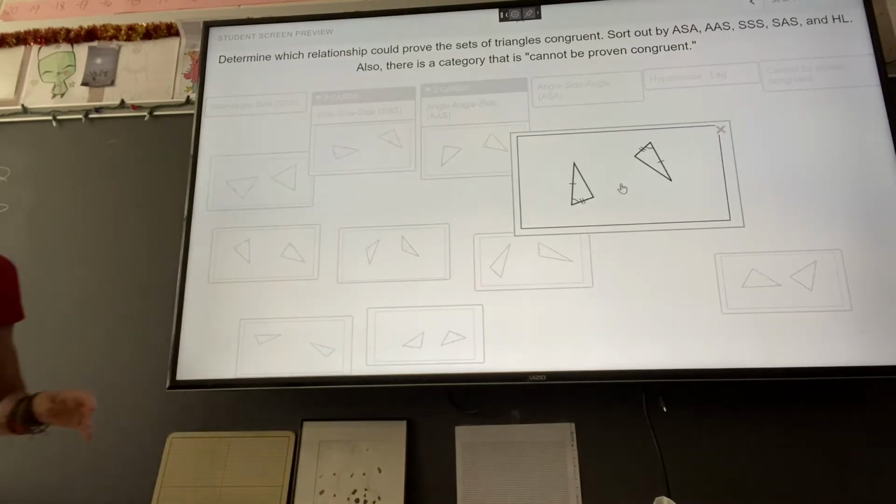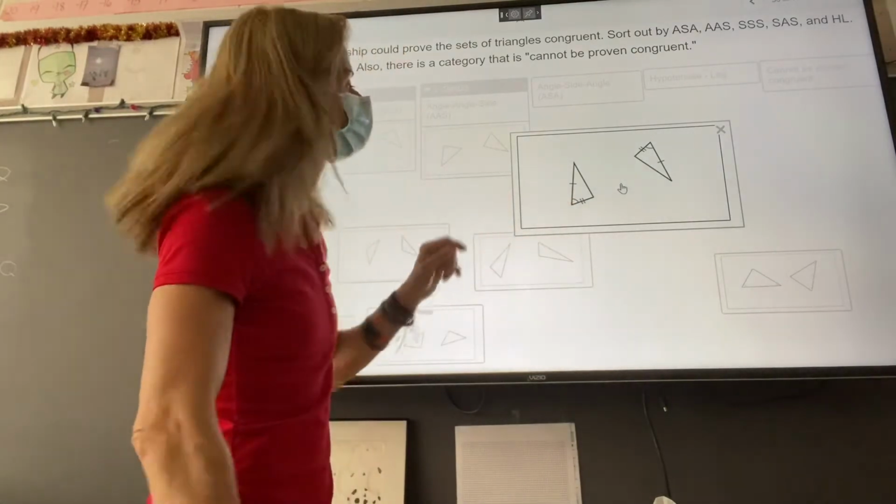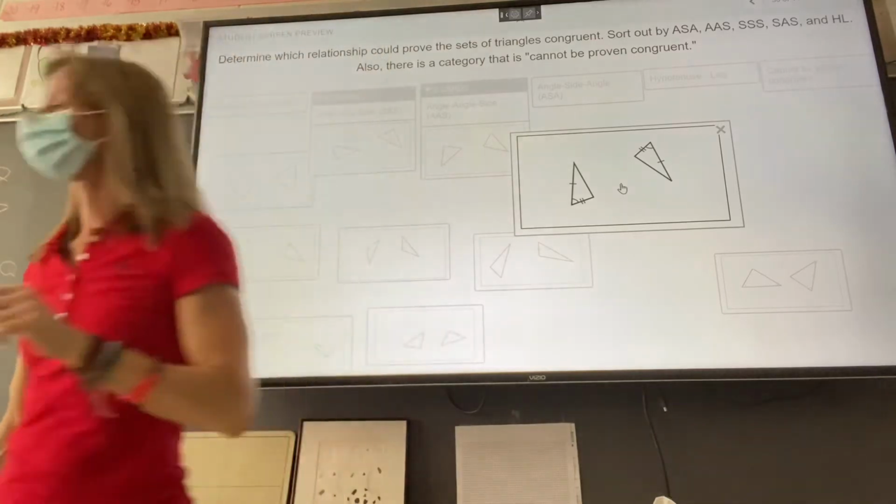All right, now we have 2 sides, but the angle is in between the 2 sides. So what's this going to be? SAS.